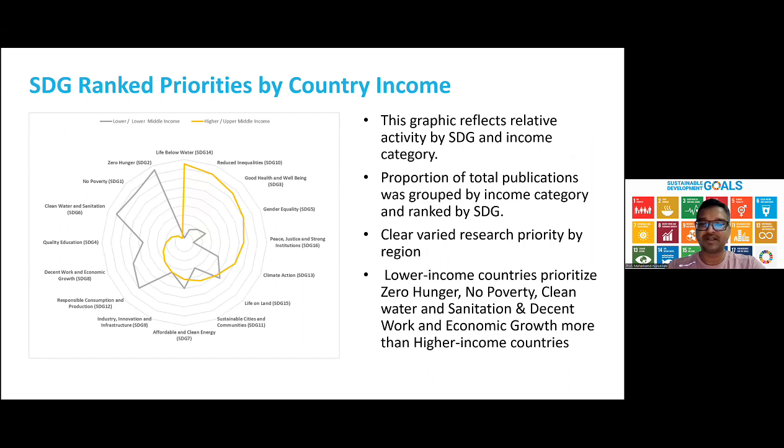So, SDG rank priorities by country income. This graph reflects the relative activity by SDG and income category, the proportion of total publications grouped by income category, and the clearly varied research priorities by the different regions. Lower income countries prioritize zero hunger, no poverty, clean water and sanitation, and decent work and economic growth more than high income countries. So we all know, based on the income classification by the World Bank, different groups and different regions are focusing on some of the SDGs more than other SDGs.